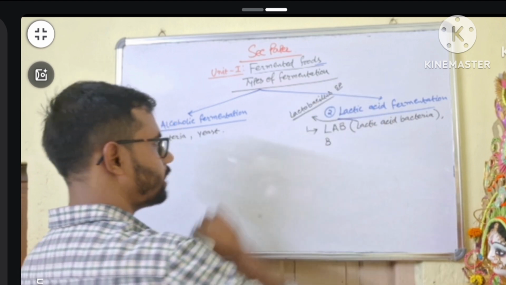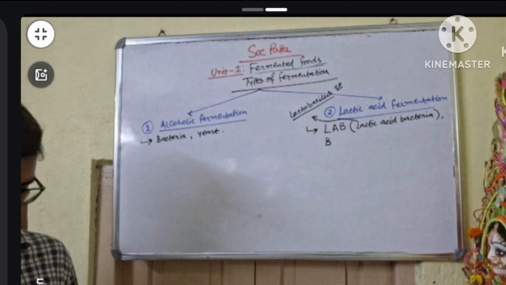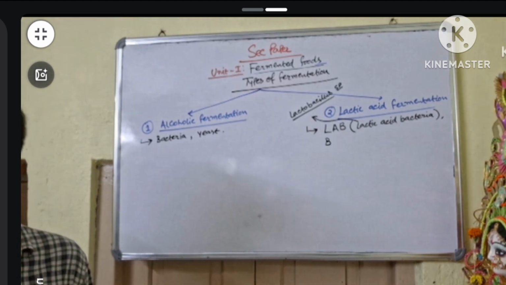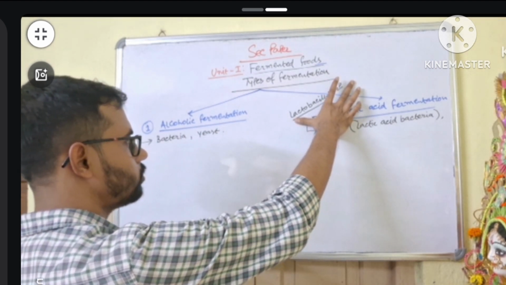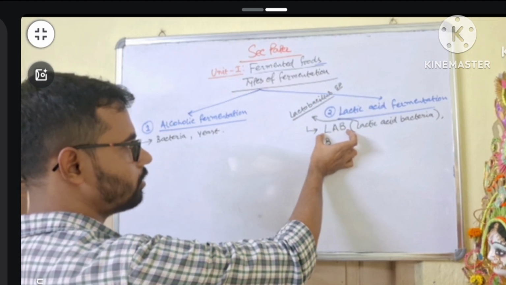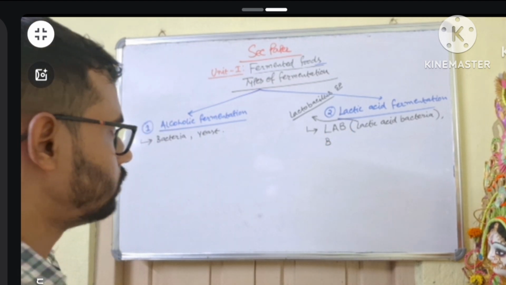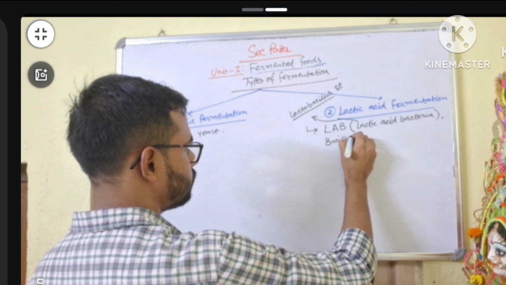Where can we find Lactobacillus? In curd, correct. Curd contains a high quantity of Lactobacillus. So Lactobacillus is one example of LAB. Bacillus, etc.